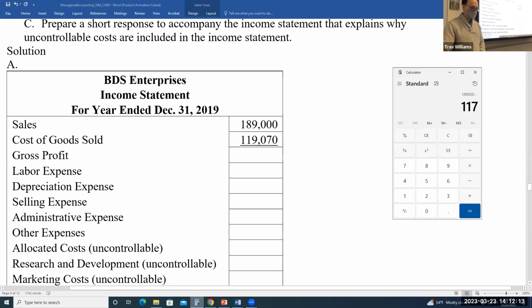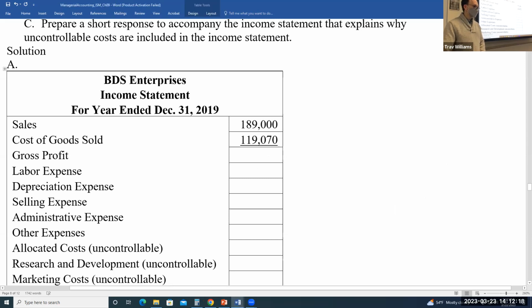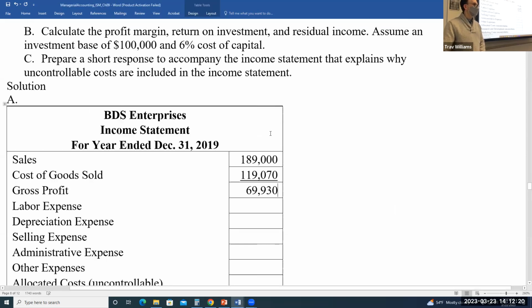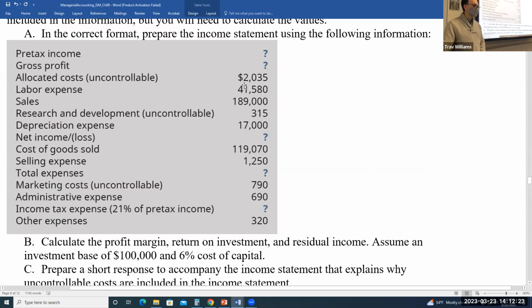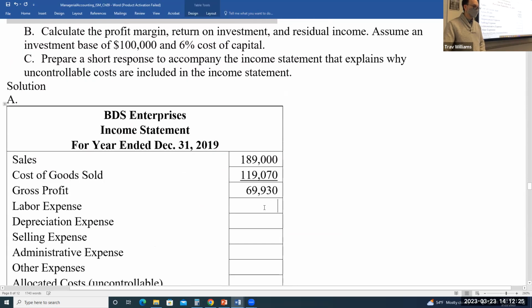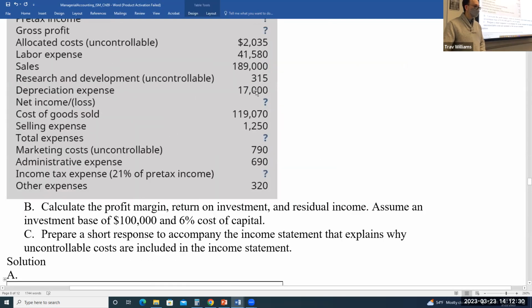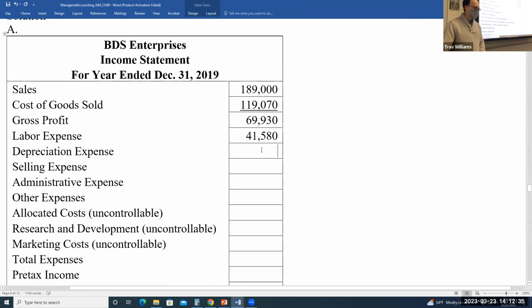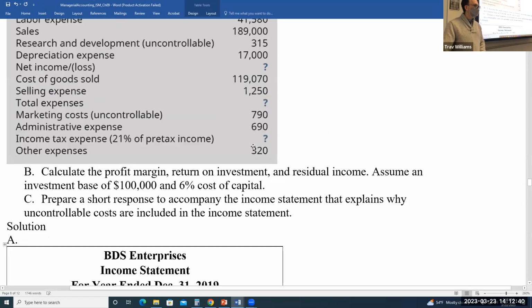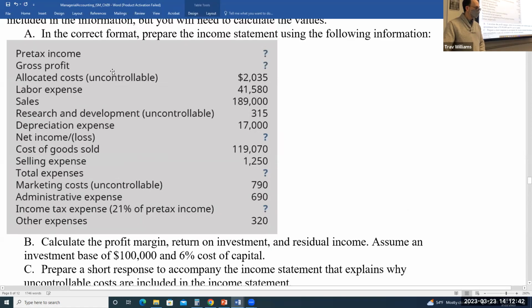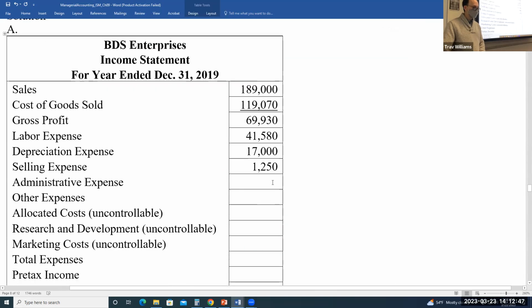Exactly, we subtract, 69,930. And we plug in our expenses. We've got labor at 41,580. Depreciation, 17,000. Selling is 1,250. Administrative, 690. Other is 320.